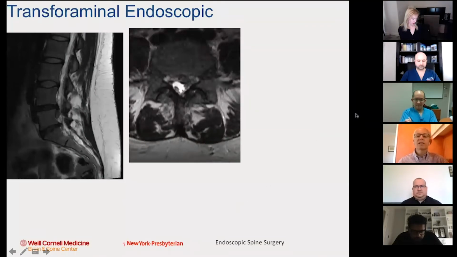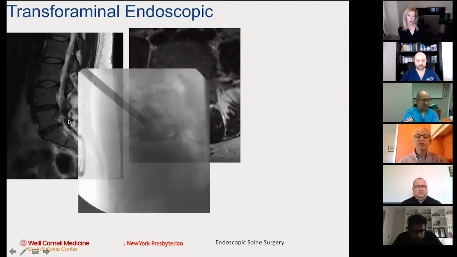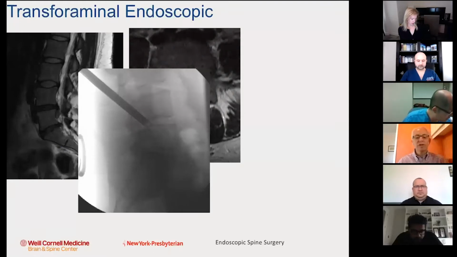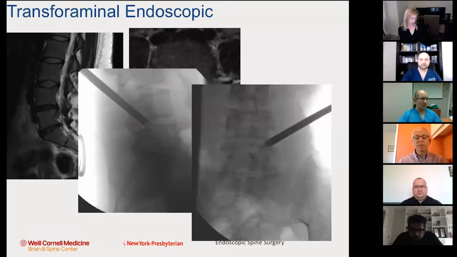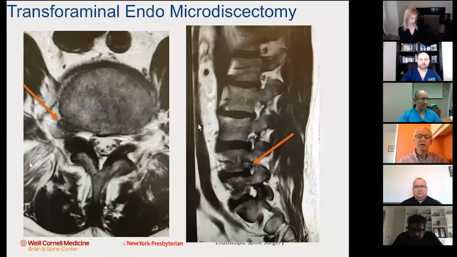This is an example of a paracentral, slightly inferiorly extruded disc herniation, and this could be approached with either an interlaminar or transforaminal approach. The nice thing about the transforaminal approach is that you do not have to drill any bone at this level at L4-5. If we're doing an interlaminar approach, we would have to probably drill part of the laminotomy.